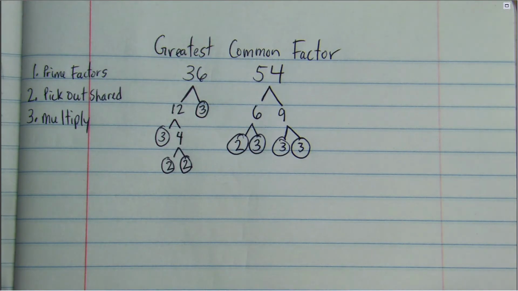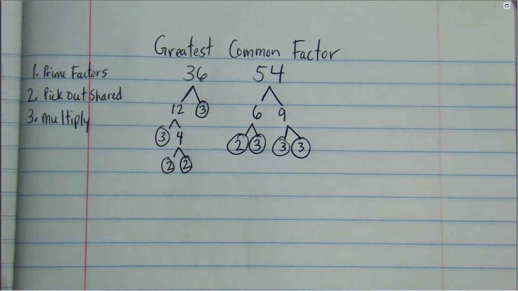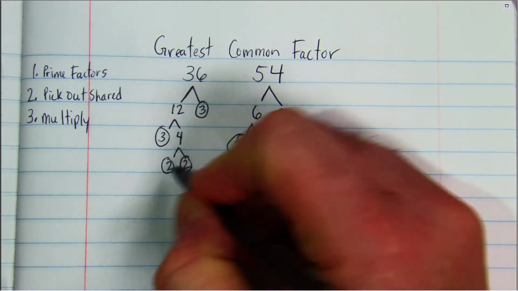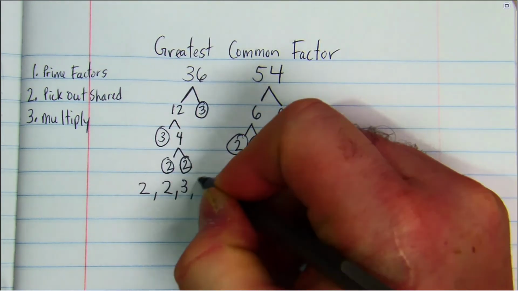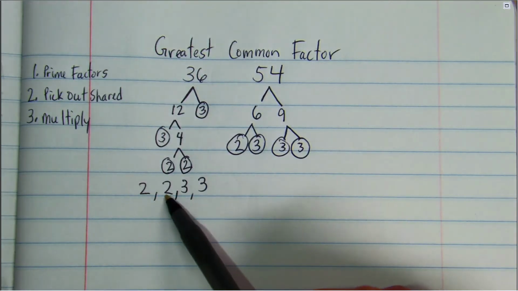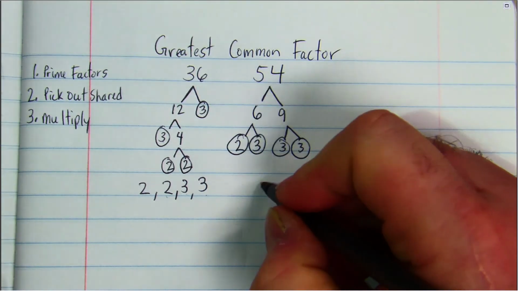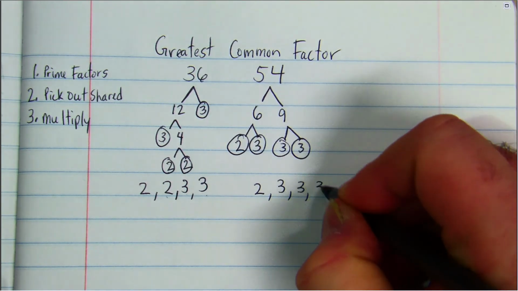So now that I have each number broken down into its prime factors, I'm going to write, there's a 2 here, a 2 here, a 3, and a 3. So if I multiply 2 times 2 times 3 times 3, I'm going to get 36. And over here for 54, I have 2, 3, 3, 3.